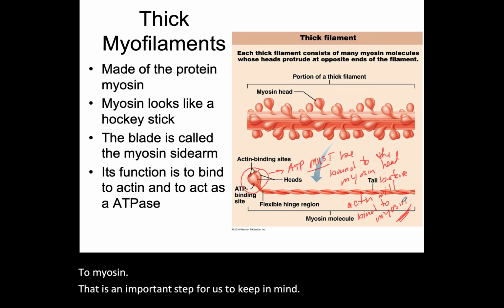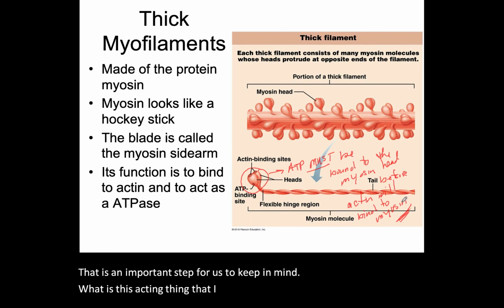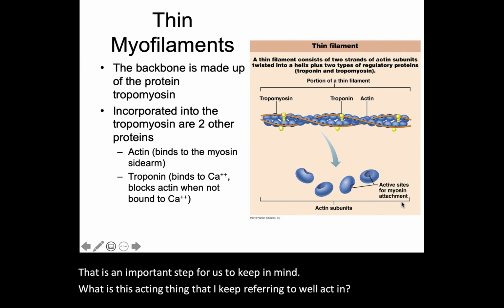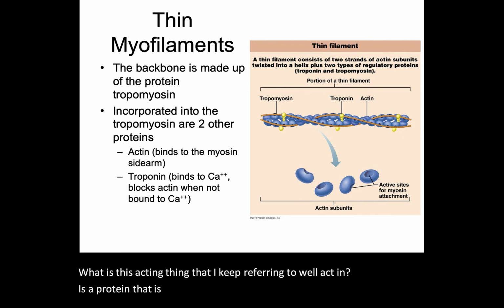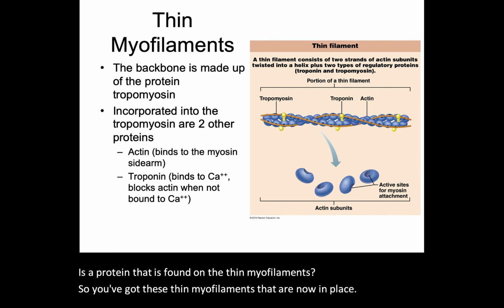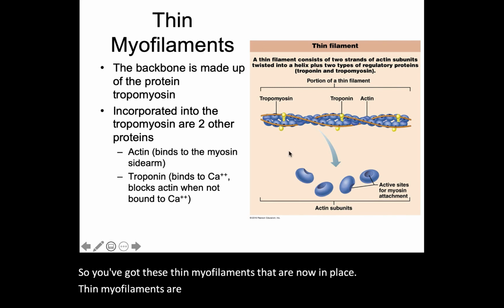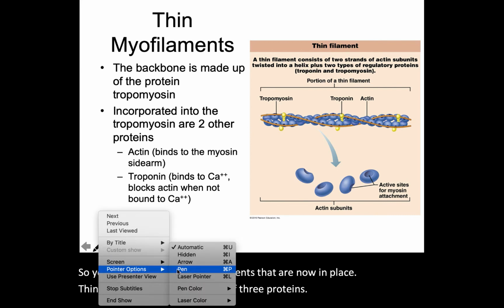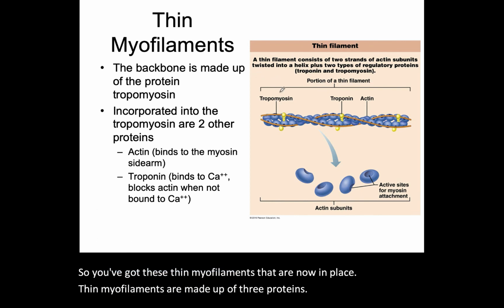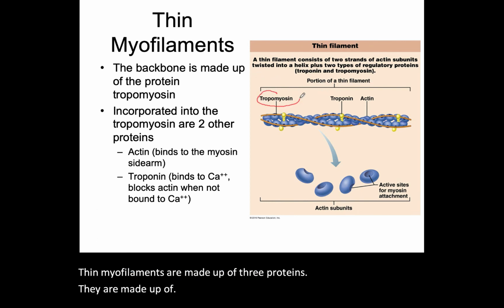Now, what is this actin thing that I keep referring to? Well, actin is a protein that is found on the thin myofilaments. Right, so you've got these thin myofilaments that are now in place. Thin myofilaments are made up of three proteins. They are made up of tropomyosin, they are made up of troponin, and they are made up of actin.